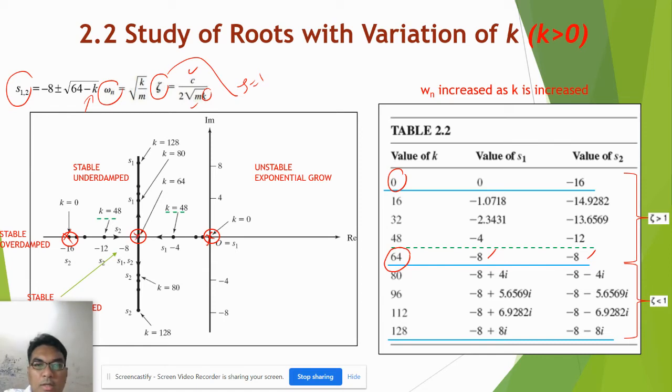In between, you can take any points so that you can project where S1 moves from 0 towards this point, and S2 starts from minus 16 toward this point. At this stage it is different from the C variation, which is overdamped, because it lies on the real axis. Then when you go to a larger value of K, for example the maximum value like this, you can have a plot here, like K equal to 128.